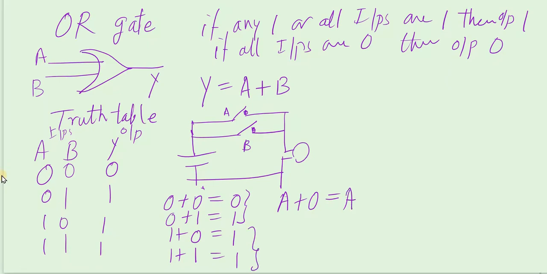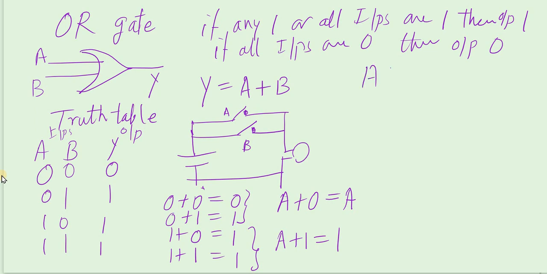From these two equations, we understand that if we OR with 1, then whatever is the other input, the output is 1. So A plus 1, the output is always 1, whatever is the value of A. If A is 0, 0 plus 1 is 1. If A is 1, 1 plus 1 is 1. So A plus 1 is 1 always.